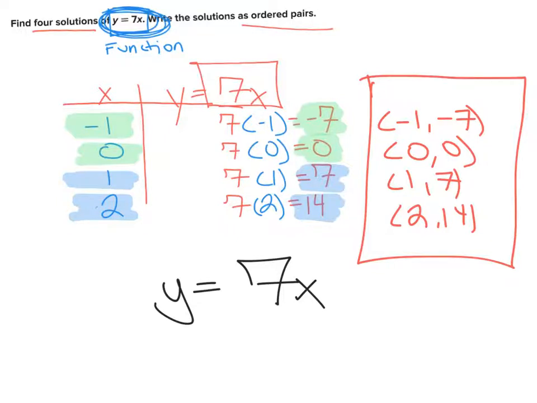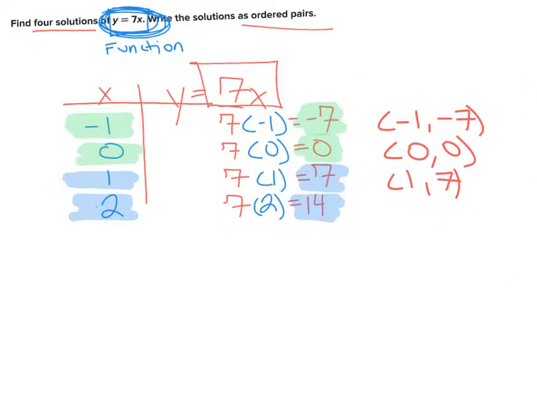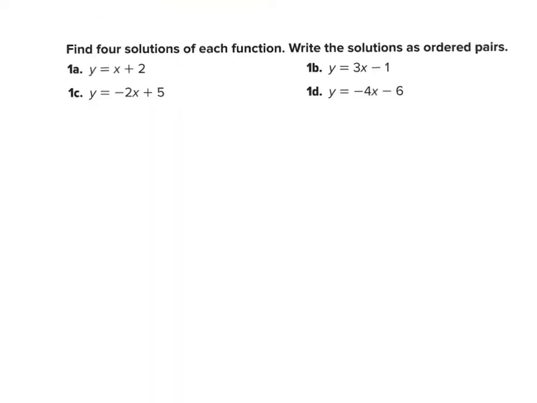Okay, let's try a few more so that we can get the hang of this and make sure that we've got this okay. In these upcoming examples, we're asked to do the same thing. It says to find 4 solutions of each function. And remember, a function is where we put an x value in and we get a y value out. We put something in, we get something else out. You're probably going to get tired of me saying that, but that will help you remember what a function is. Write the solutions as ordered pairs.